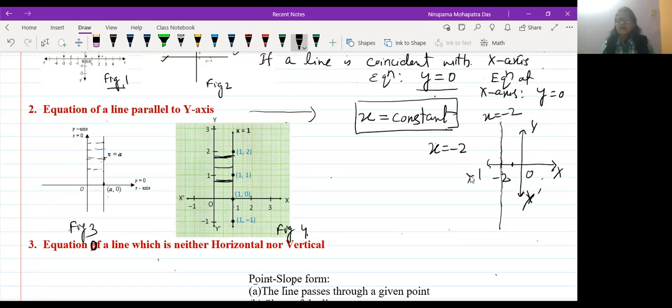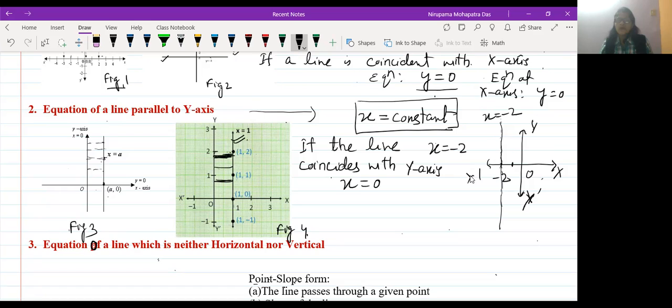And if I bring this line to coincide with the y-axis, or it becomes the y-axis itself, then this distance will be 0, right? This distance here is x equal to 1, right? But if the line coincides with the y-axis, the distance from the y-axis is zero. So it means what? Your x equal to 0.